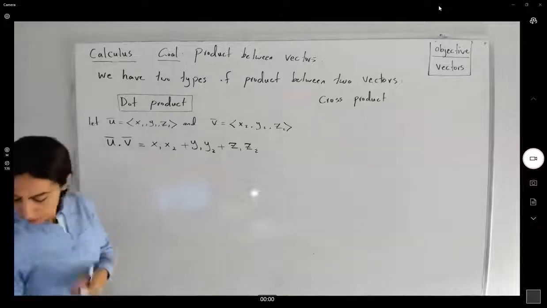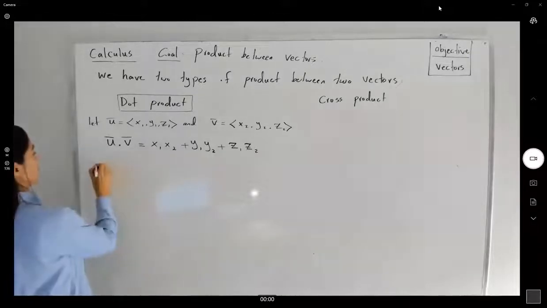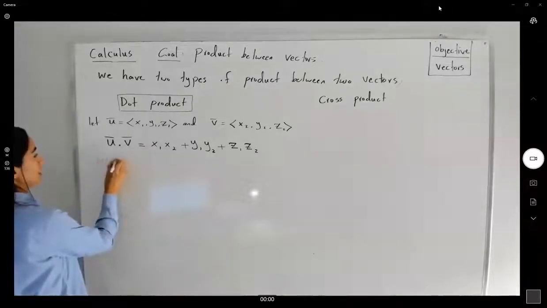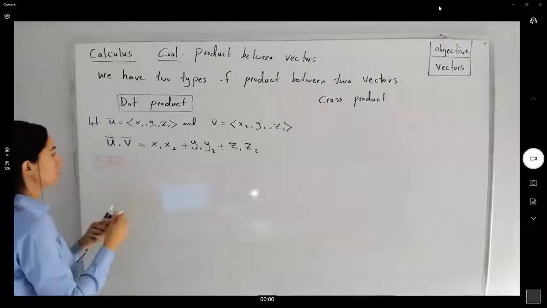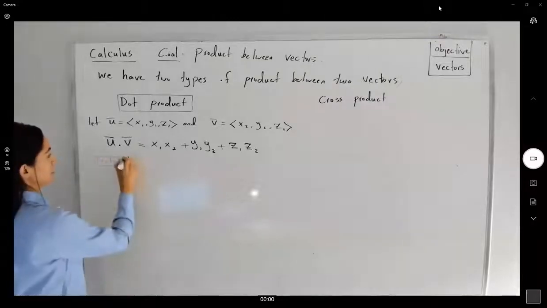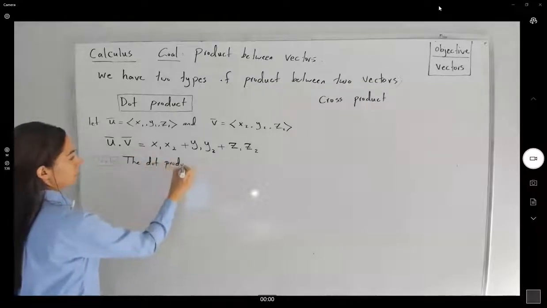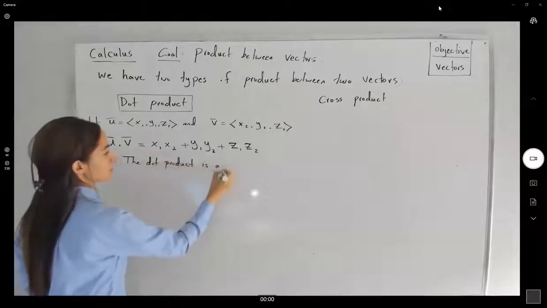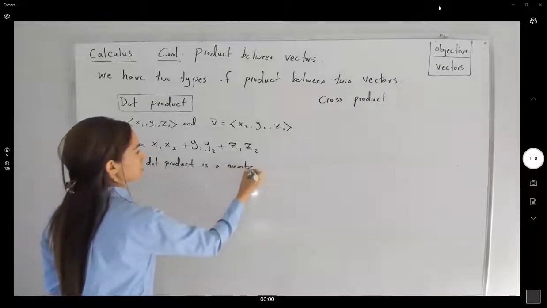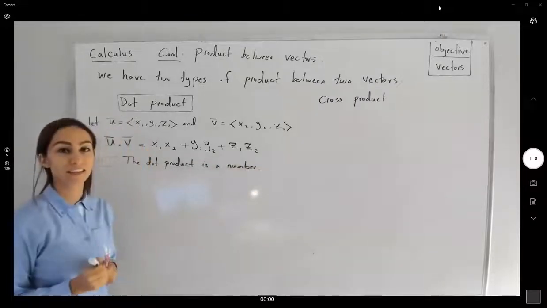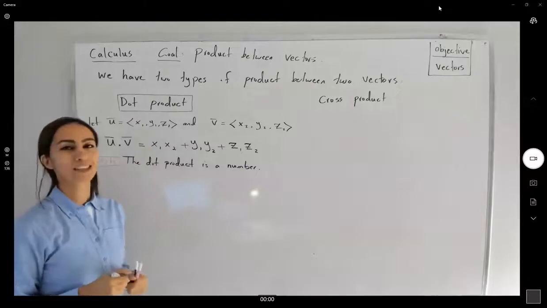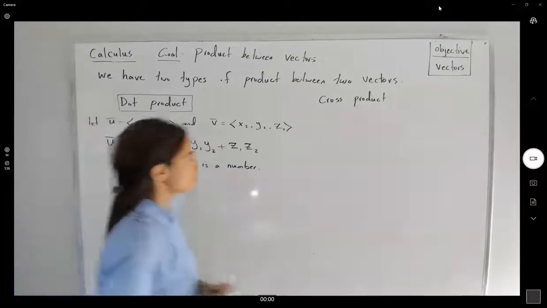So let me write this down here as a note. It's important. The dot product is a number. It is just a scalar. The outcome is not a vector.